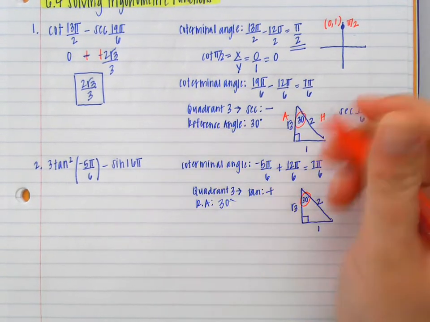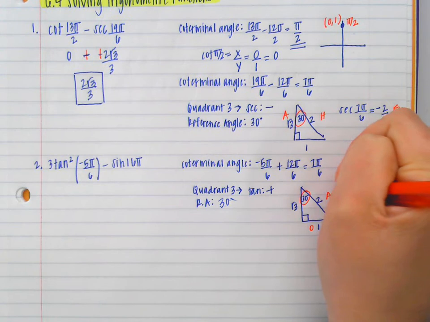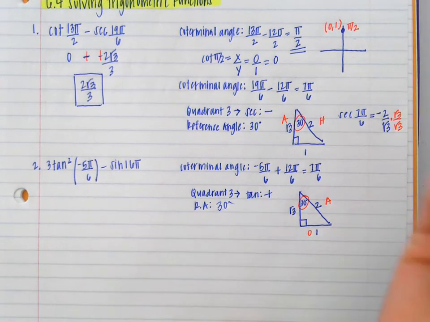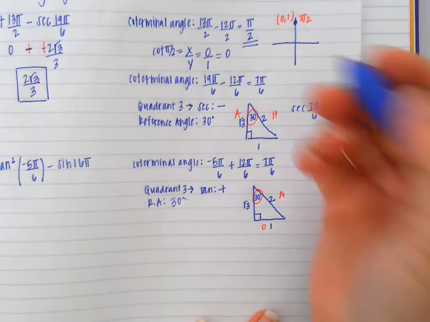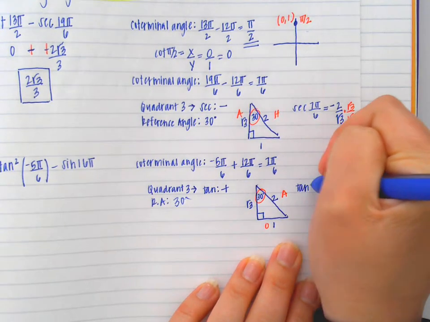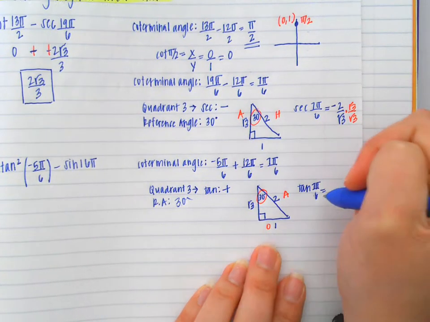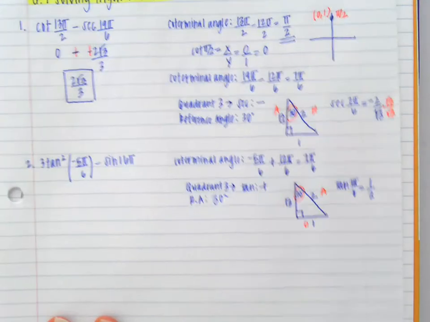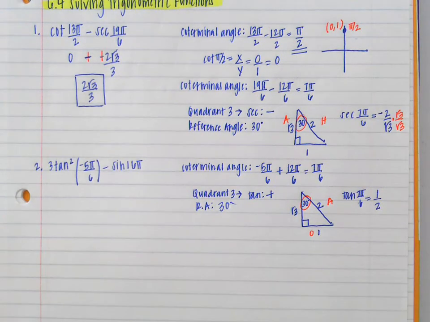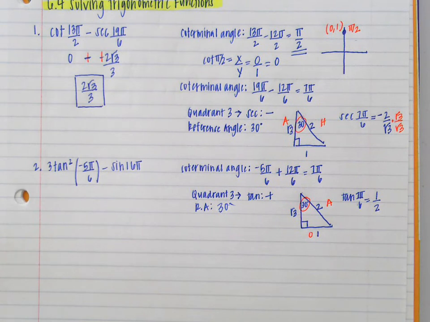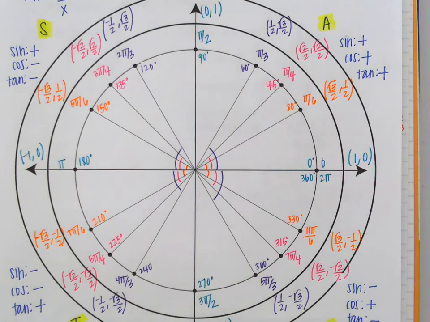Okay, so tangent is going to be opposite over adjacent. It's positive. So the tangent of 7 pi over 6 is going to be 1 over 2. Okay. So 1 over 2. Now we can go to our unit circle. I'm going to show you guys how to do this on your unit circle too. So we go to 7 pi over 6.